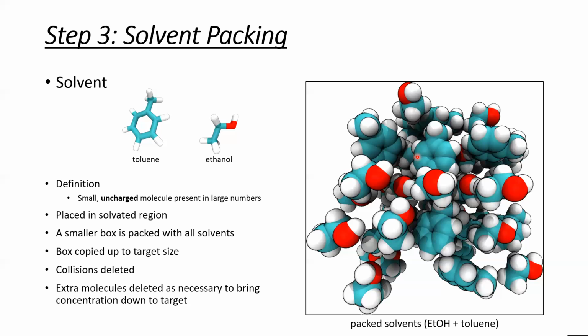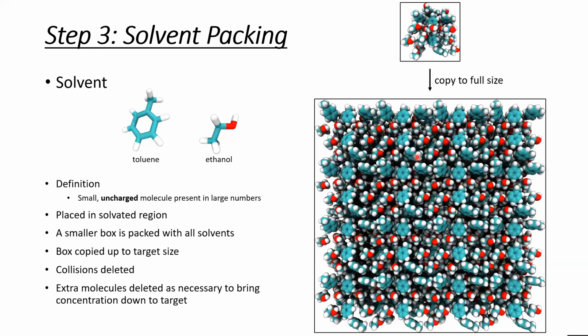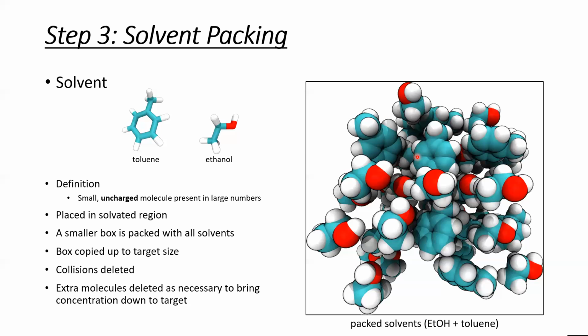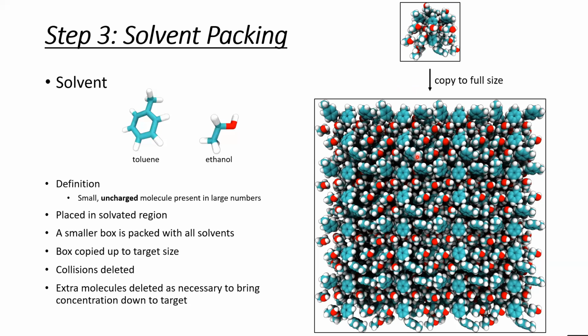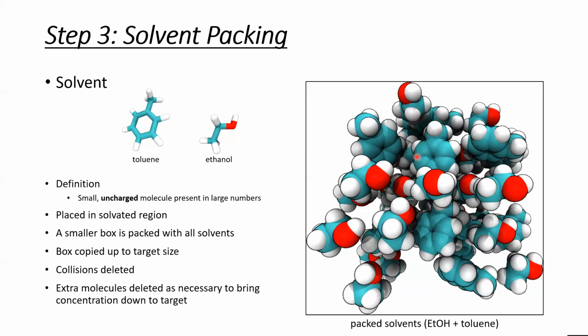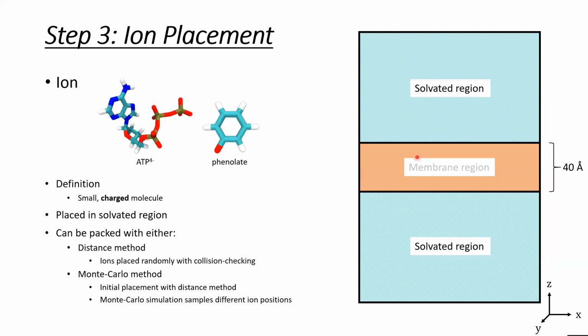And once I find one that has no collisions, then I copy this box as many times as necessary to fill up the full box size that you're trying to create. So that means that essentially I've reduced the problem of trying to pack this many molecules into the problem of packing this many molecules, which is what makes it go faster than it otherwise would. Okay.